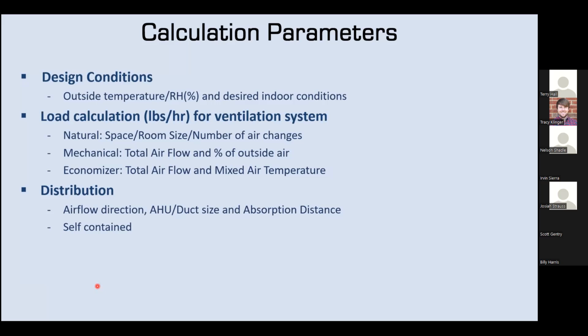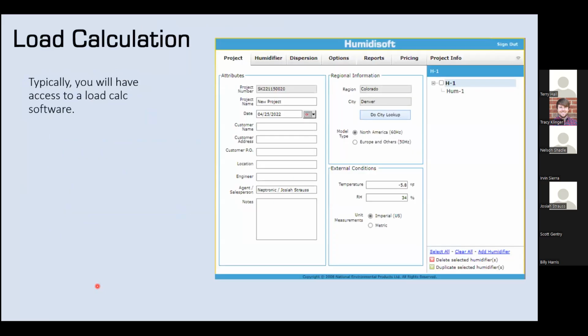It's also important to think about your distribution, and that's really what I'll focus on now: absorption distance, airflow, whether you want a self-contained unit, and you're always going to have a load calc software. So this is what we have, and it's available to the engineering community. You just have to work through our local rep. So talk to Holden and Associates.